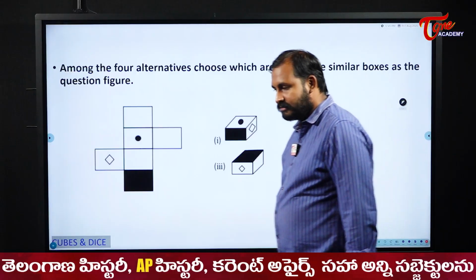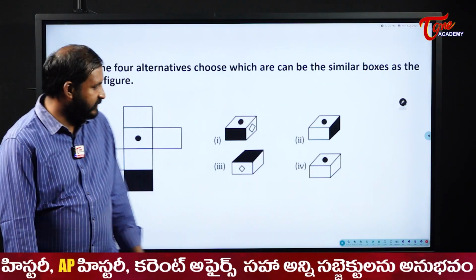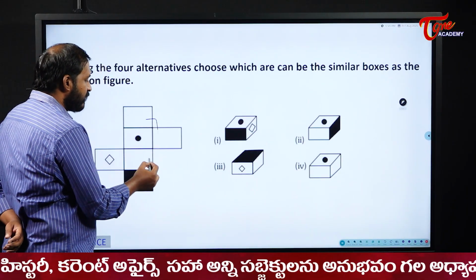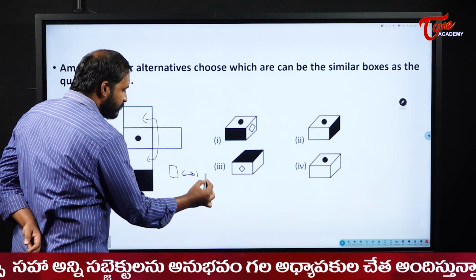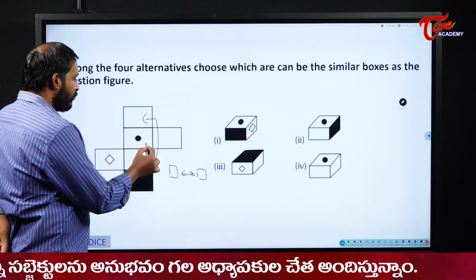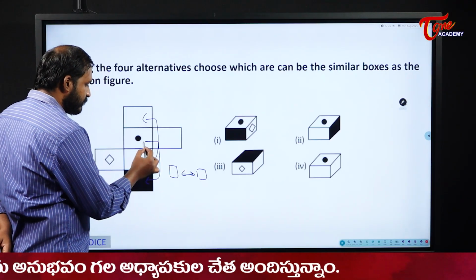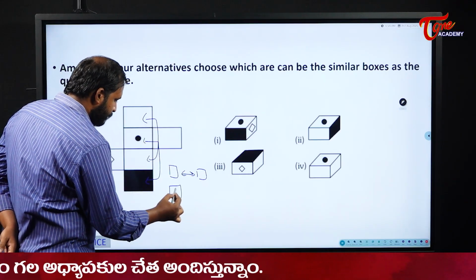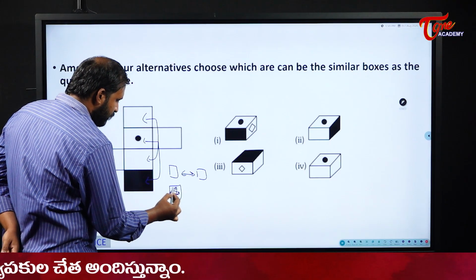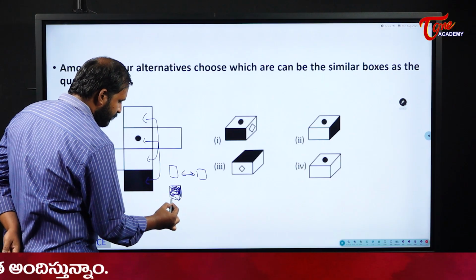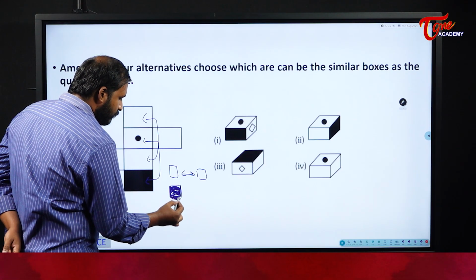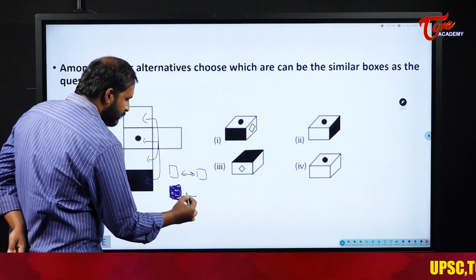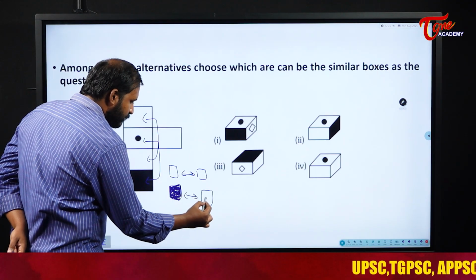Next, see this one and try to get the answer here, students. First write down the opposite pairs. Empty is opposite to empty. Next, dot is opposite to what? Shaded portion. Or else shaded is opposite to dot, whatever it is. Anyway, both are same. Shaded and dot. Okay, this one is gone.